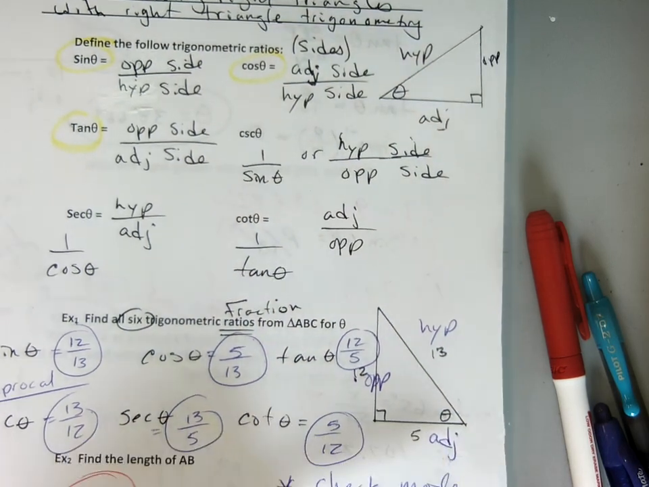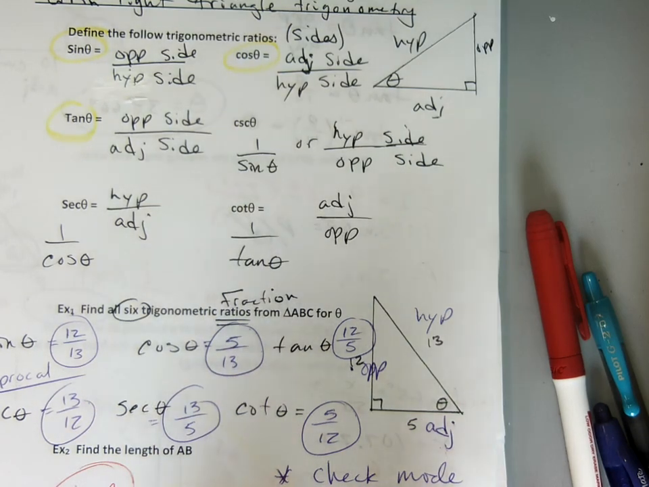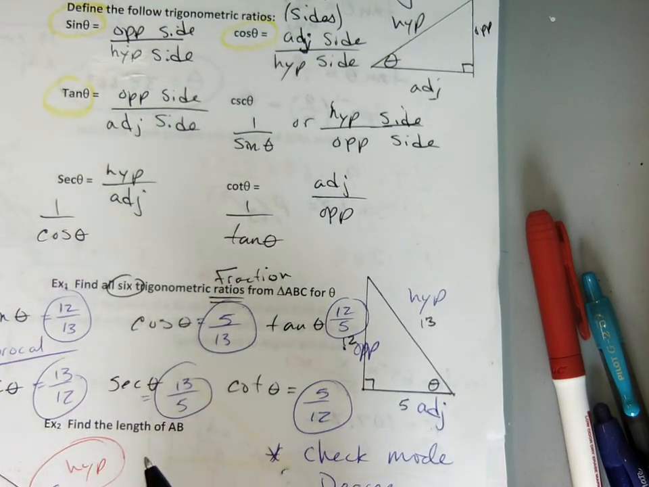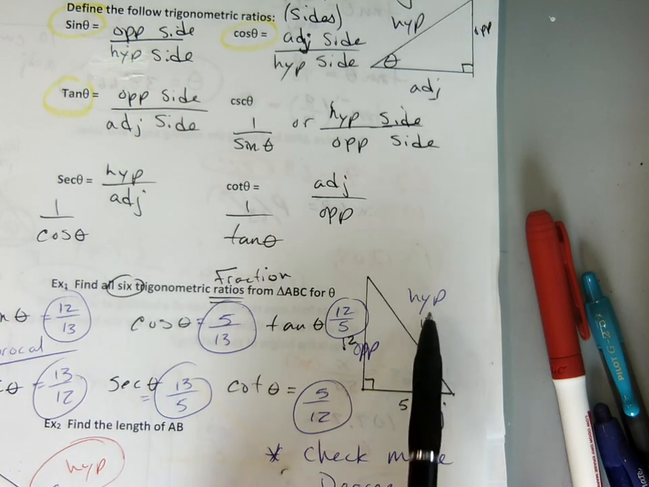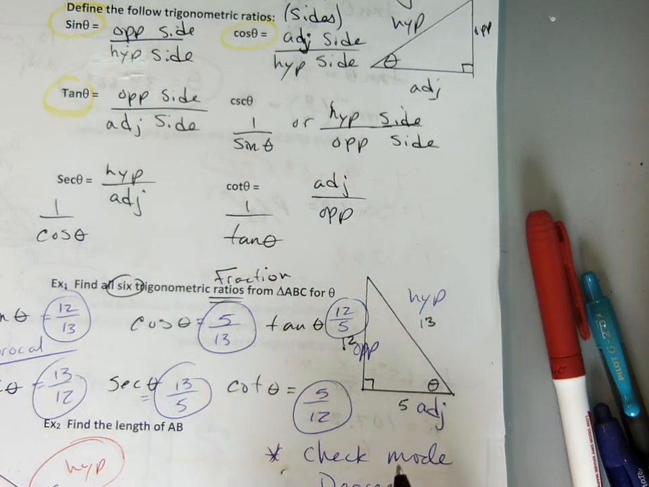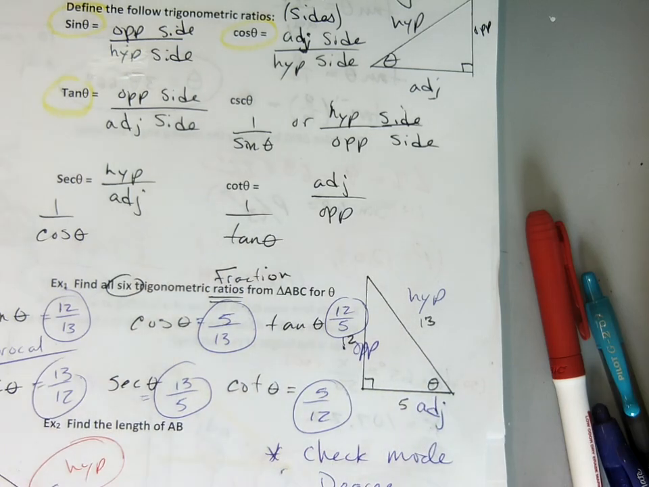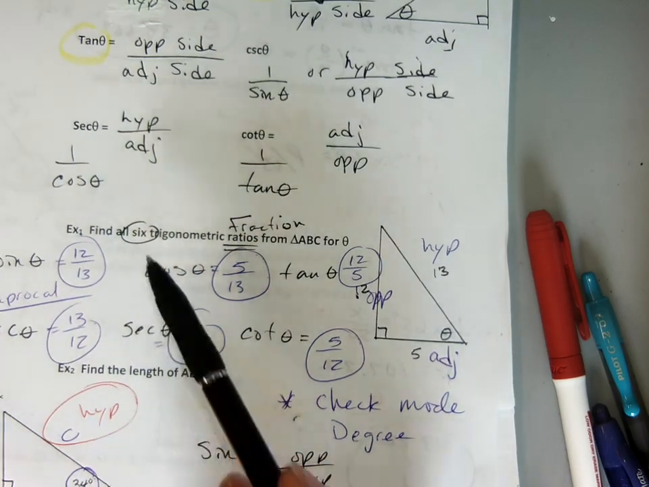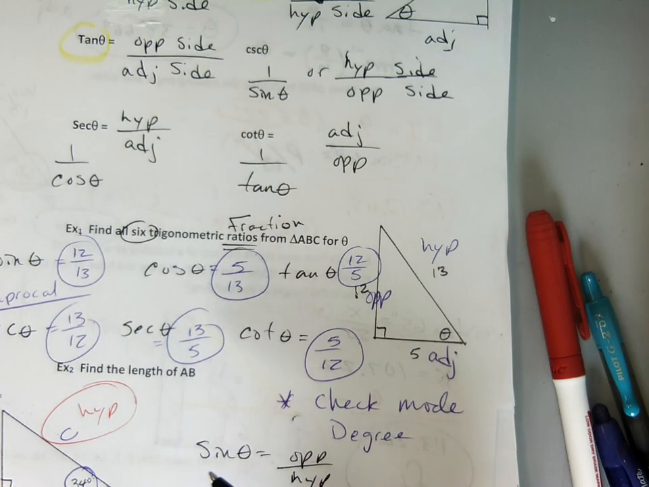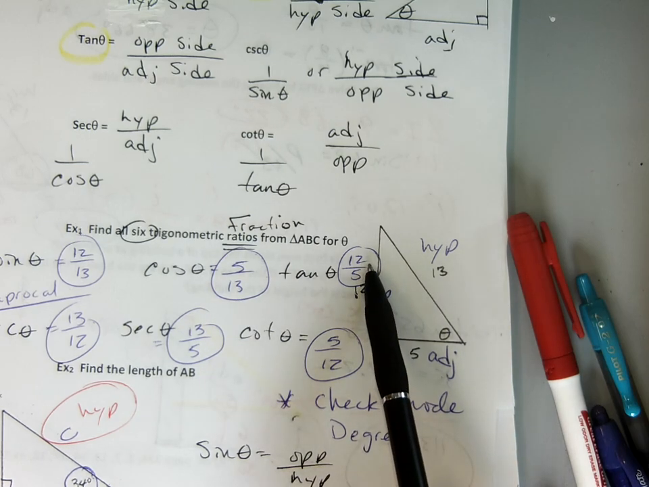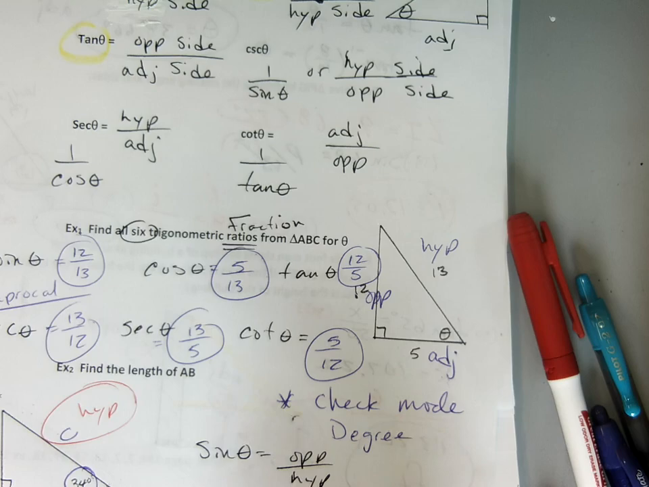So in example 1, I said, let's find all six ratios. So I want the fraction of sine, cosine, tangent. I also want to find the cosecant, secant, and cotangent, okay? So then, sine is opposite over hypotenuse, 12/13. Cosine is adjacent over hypotenuse, 5 over 13. Tangent is the opposite over the adjacent, 12/5. And then, of course, the reciprocals. If that's 12/13, then cosecant is 13/12. The reciprocal of cosine is 13/5, which is secant. And, of course, the reciprocal of tangent is cotangent, which makes that 5 over 12.